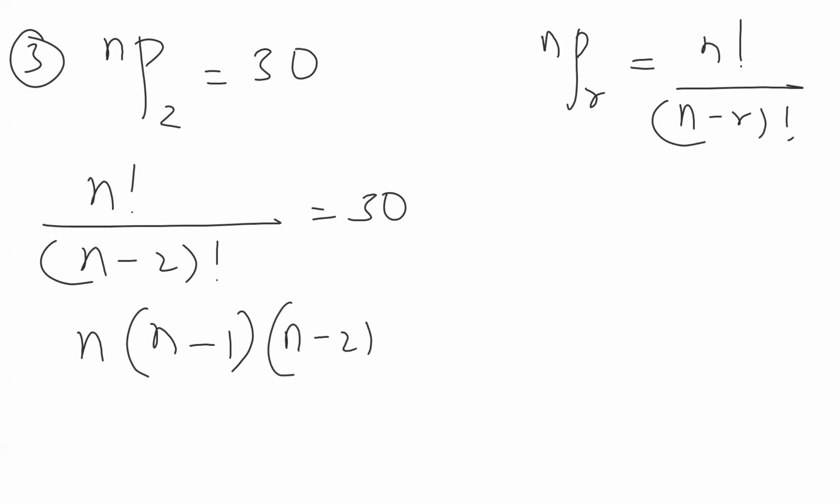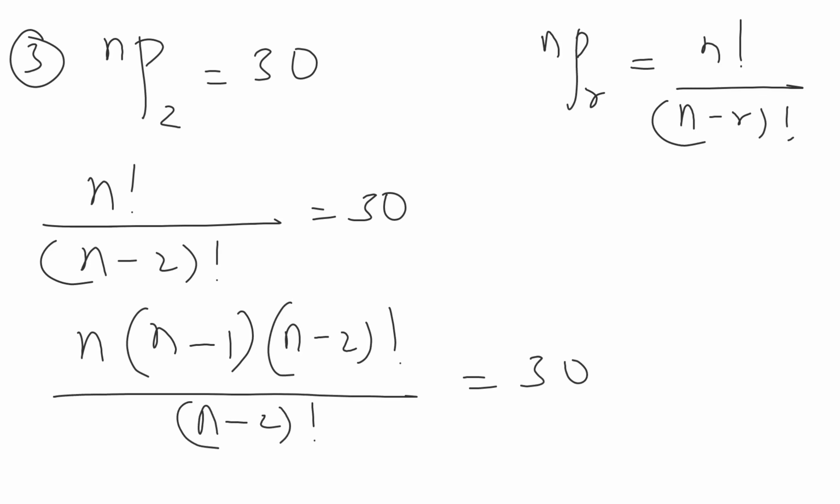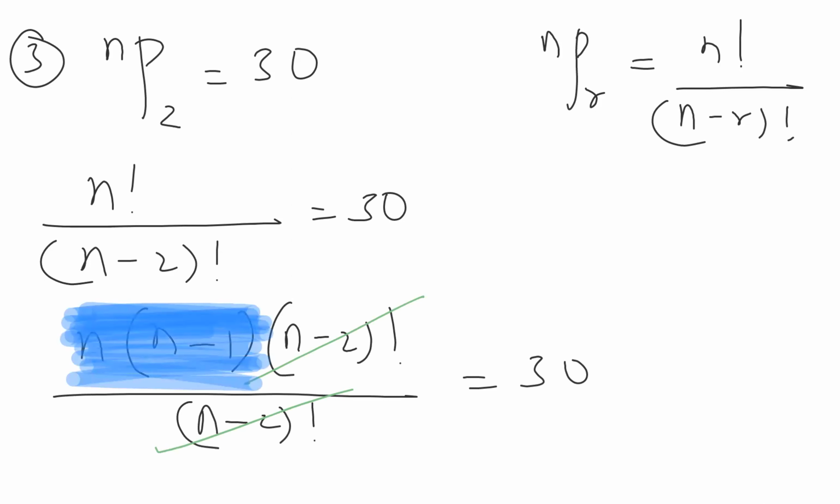So this is n minus 2 factorial upon n minus 2 factorial, which is equal to 30. N minus 2 and n minus 2 will get cancelled. So now we are left with n and n minus 1 on the left hand side. This thing is there on the left hand side, right? Now on the right hand side, we have 30.